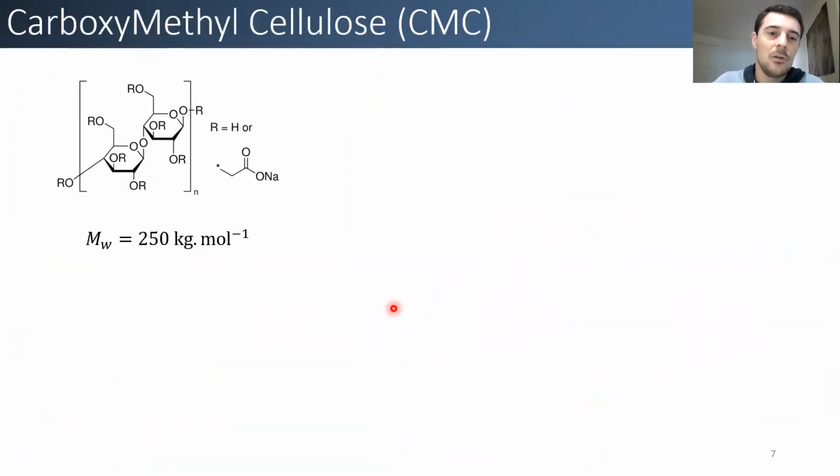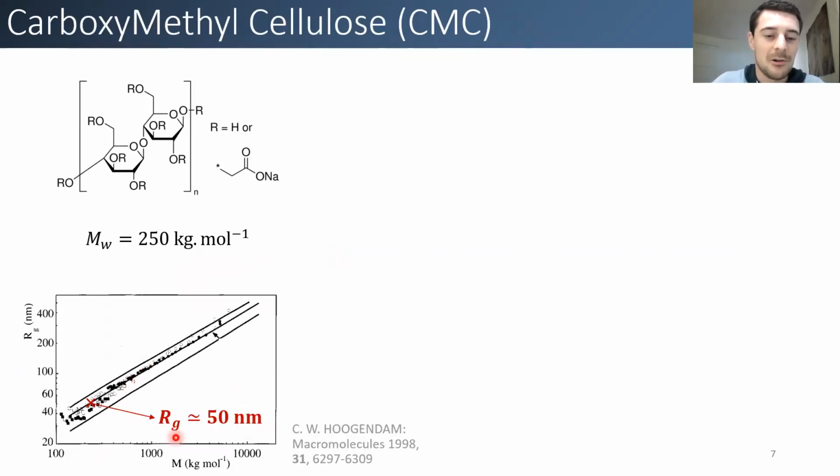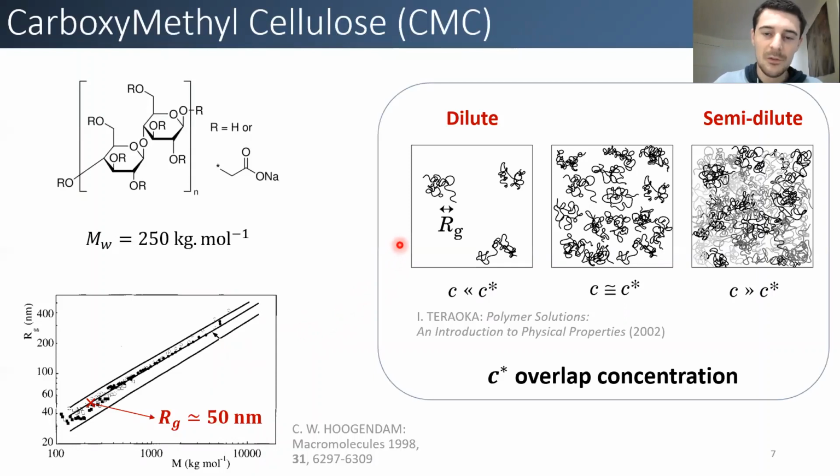In this study, we will only focus on one polymer, the carboxymethyl cellulose, and we will fix the molecular weight so that the radius of gyration is about 50 nanometers, which is 5 to 6 times smaller than the radius of the carbon black particle. As we are dealing with polymer, we will consider different regimes depending on the concentration of the polymer. The first one is a dilute regime for low concentration, where the polymers are independent from one another, and the semi-dilute regime for higher concentration, where polymers are entangled and they interact a lot with one another. The transition between the two regimes is called the overlap concentration, and we note it C star.